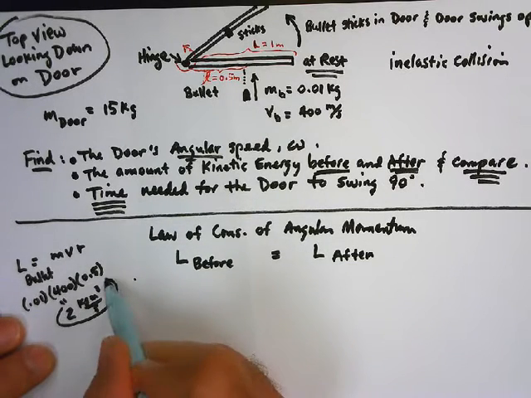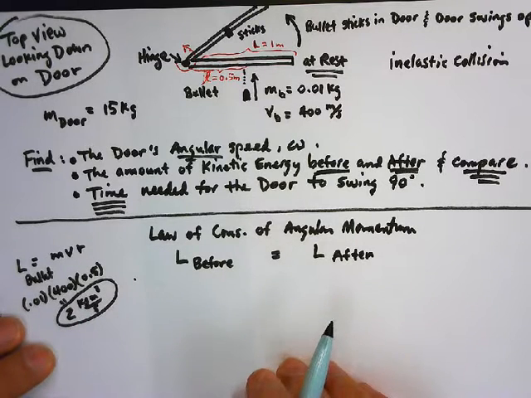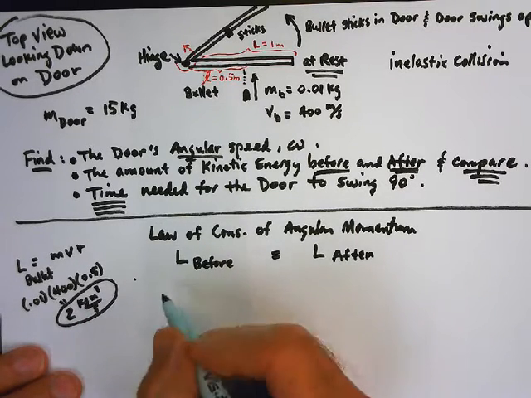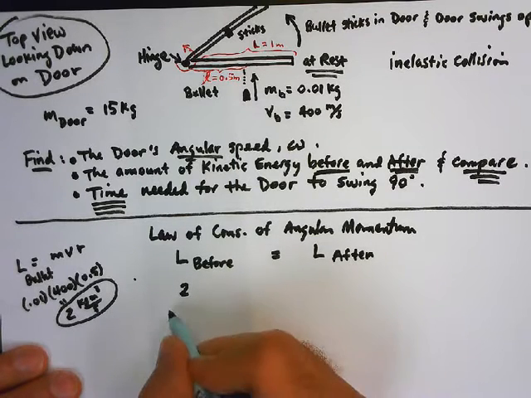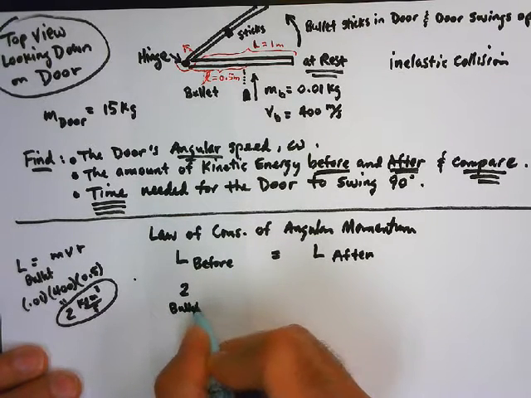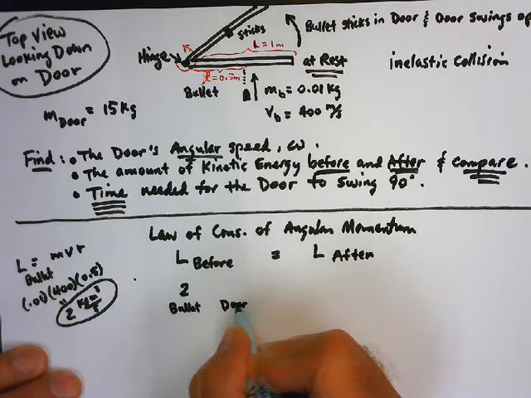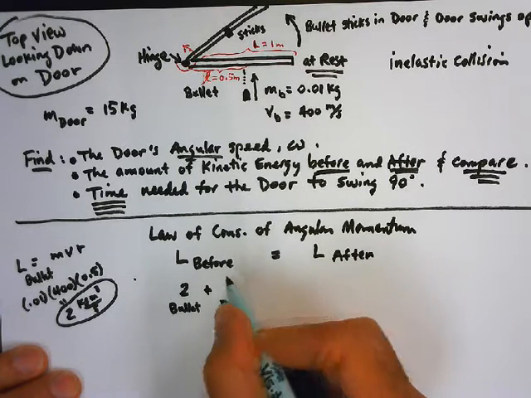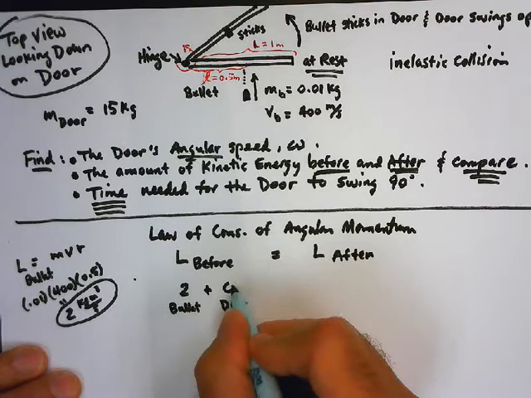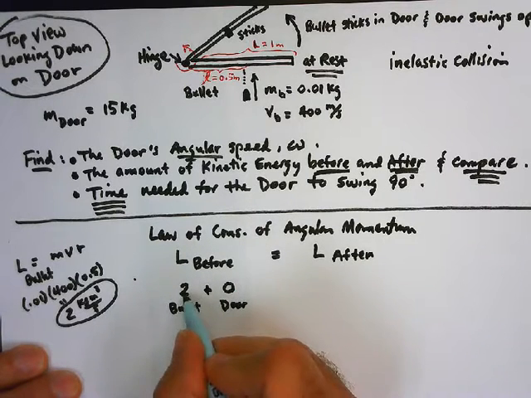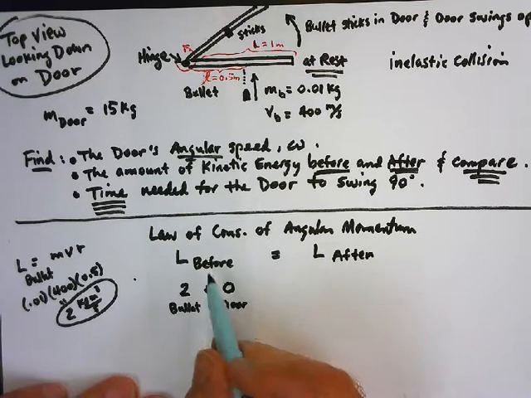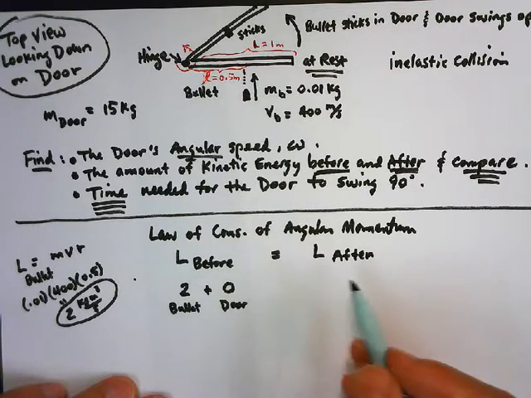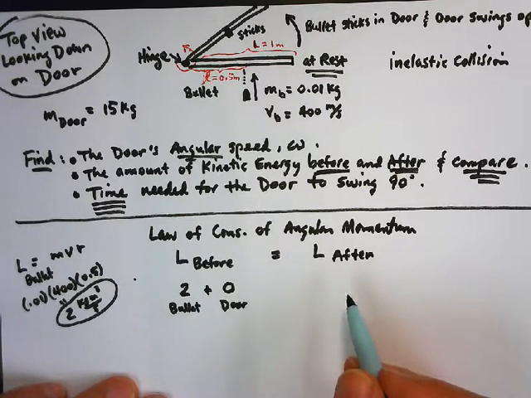Okay, so that's the bullet's angular momentum before it hits. So that's 2. Now that's for the bullet. What about for the door? Well, like I said, the door is at rest, so it doesn't have any angular momentum before the bullet hits. So it's 2 plus 0. This is the total momentum before the bullet hits the door.